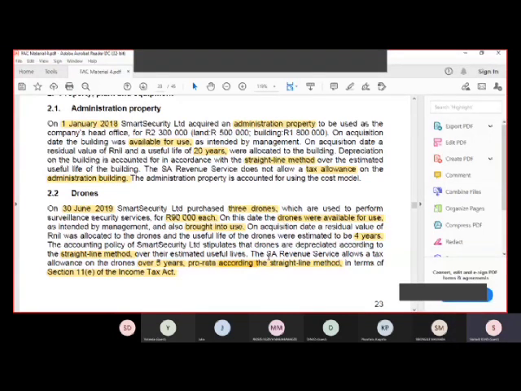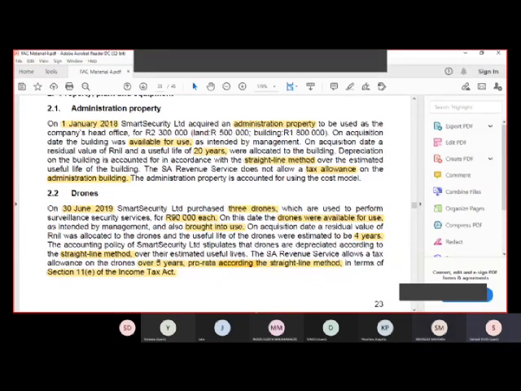You see what they are saying here? They are saying SA Revenue Service allows a tax allowance on the drones over 5 years. You see, pro rata, they are telling you pro rata according to the straight line method. So it means you must apportion. And accordingly, in terms of Section 11 of the Income Tax Act, I think you pro rata, if I still remember very well. I'll double check for you.